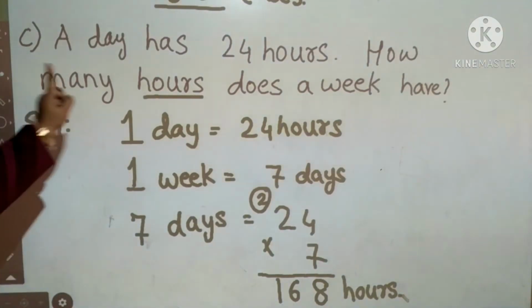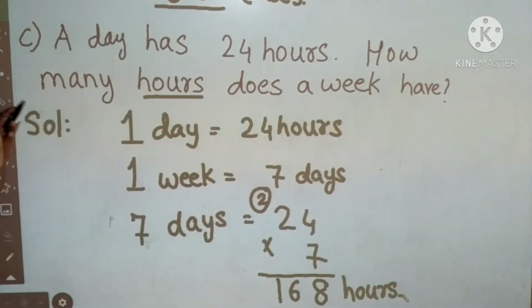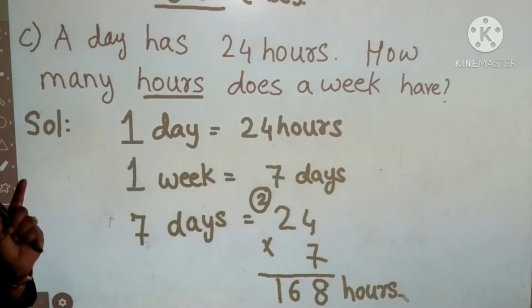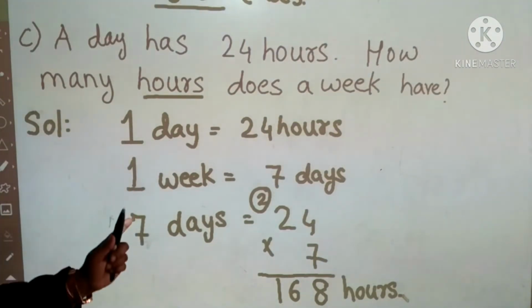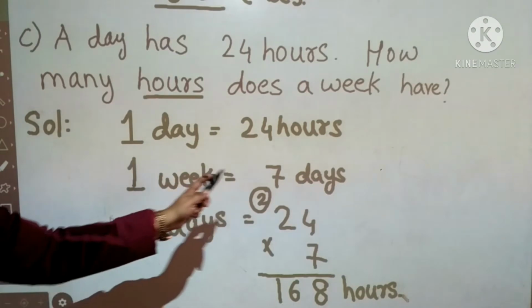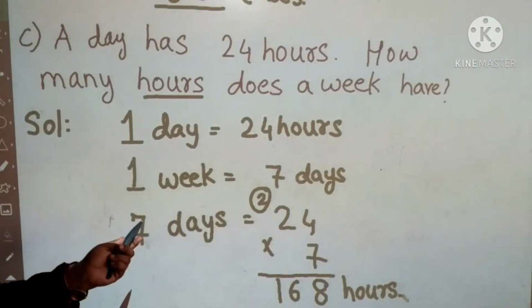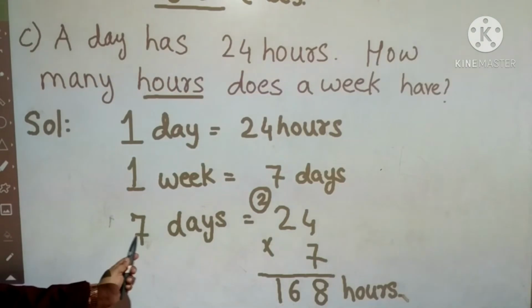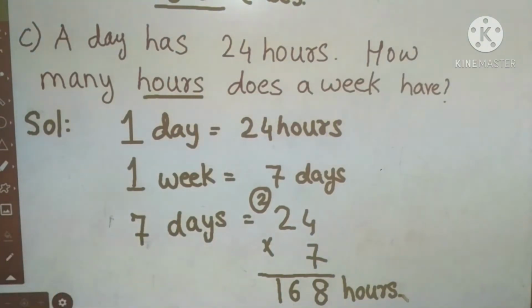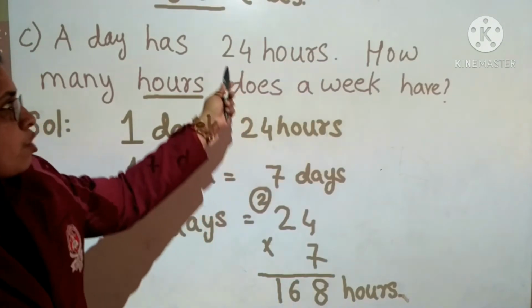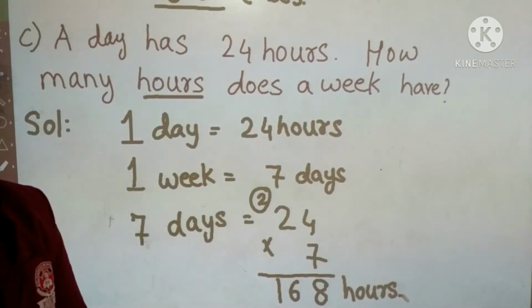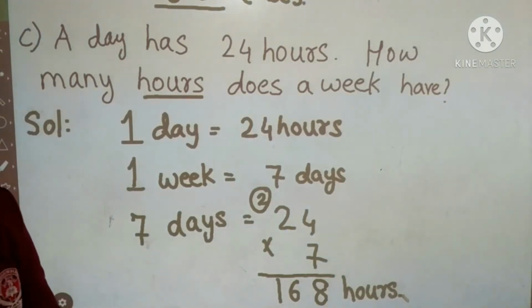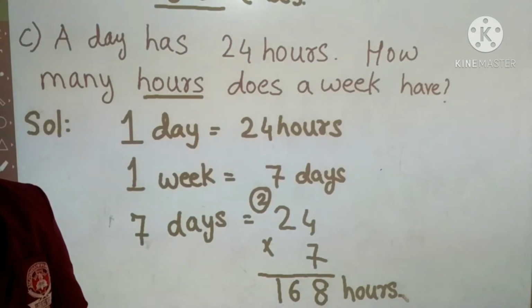Now you have understood, a day has 24 hours. How many hours does a week have? Then you have to find. One day 24 hours. One week, how many days? One week 7 days. So in 7 days how many hours are there? 24 is given for one day. 24 multiplied by 7, 168 hours. Now, see, you have understood. Now, we will pass to D.